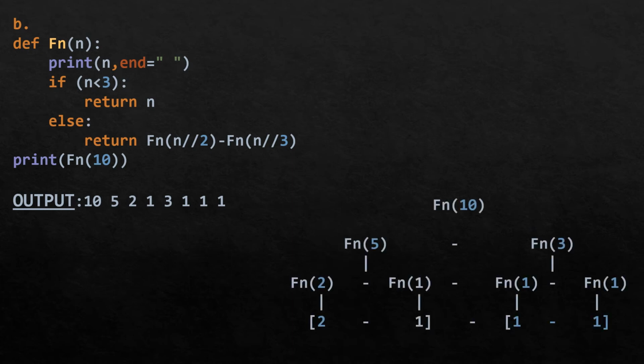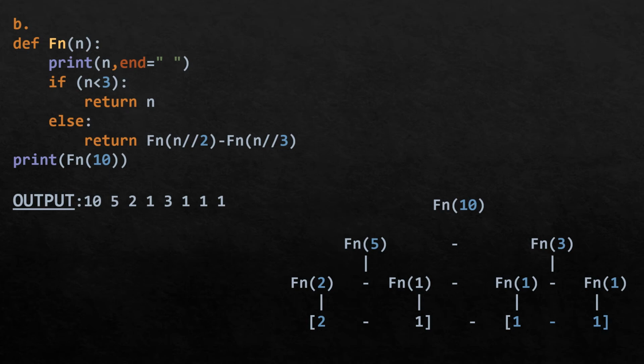Here you can see the function is called with the value 10. So it will execute like this: function of 10 will call function of 5 minus function of 3. Function of 5 will be function of 2 minus function of 1, and function of 3 is equal to function of 1 minus function of 1. Then the values will be 2 minus 1 minus 1 minus 1. That is finally 1.